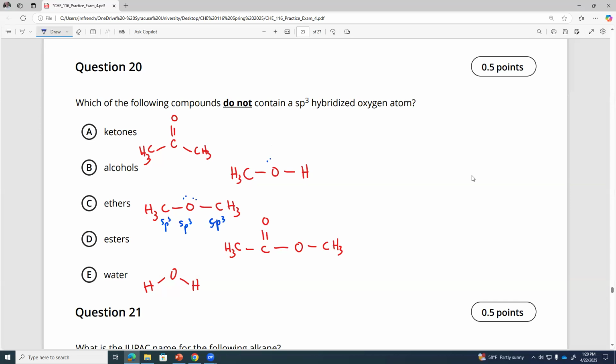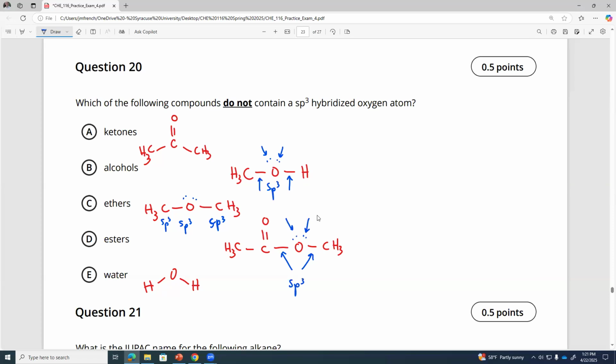Same thing up here. We're sp3 hybridized because I've got 4 electron domains on that oxygen. I've got 1 bonding domain, 2 bonding domains, and then 2 non-bonding domains. So 4 domains, that oxygen is sp3 hybridized. Down here in the ester, same thing. I've got 2 bonding domains, 2 non-bonding domains. That's 4 domains. So that oxygen is also sp3 hybridized.